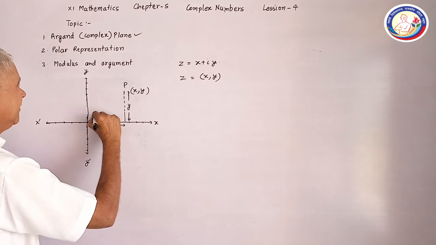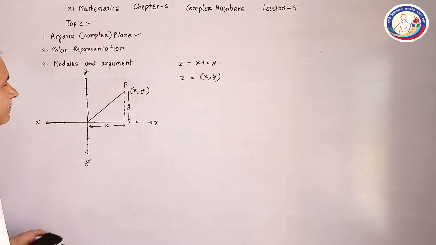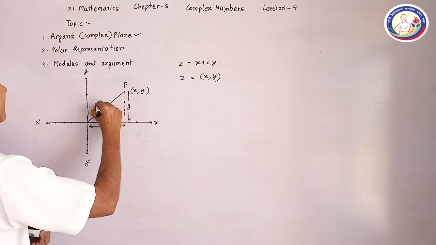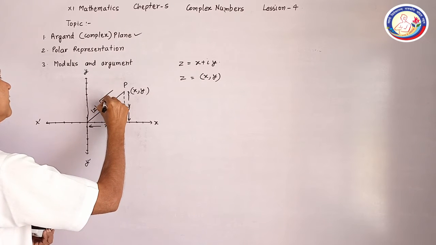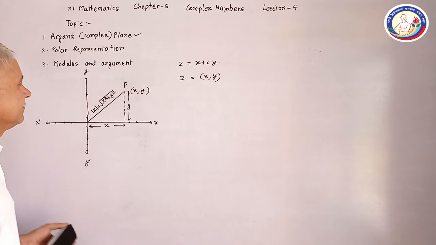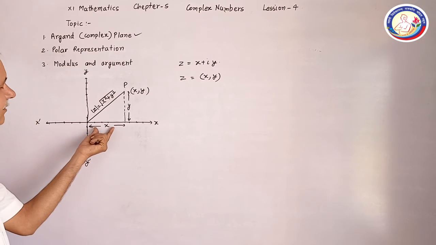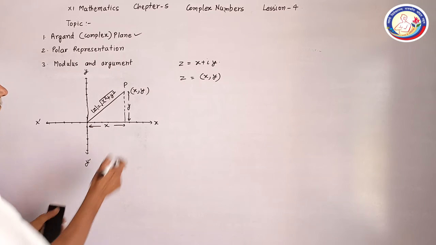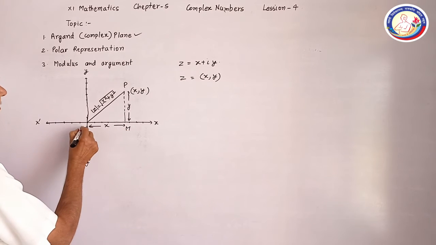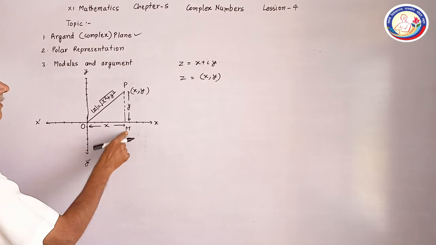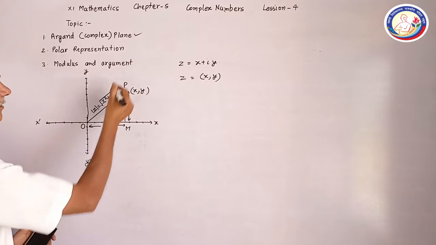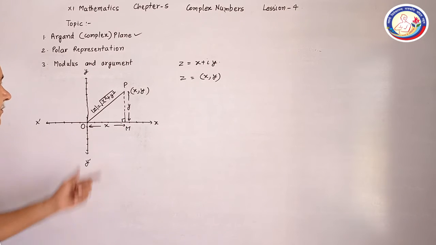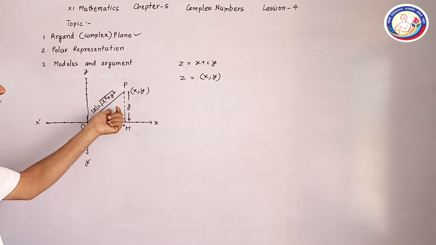Join this with P. OP, that is modulus of z, is equal to square root of x square plus y square. Here the base is x and perpendicular is y. If we call OM as base and PM as perpendicular in this right angle triangle, where this angle is right angle, we have already discussed it.